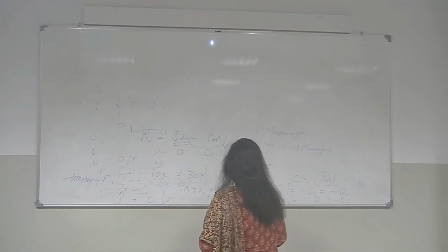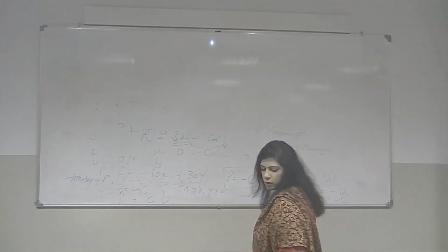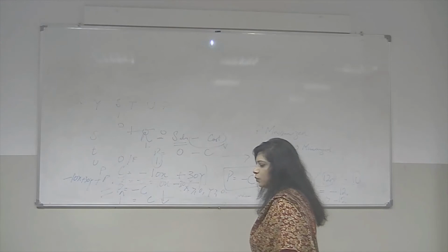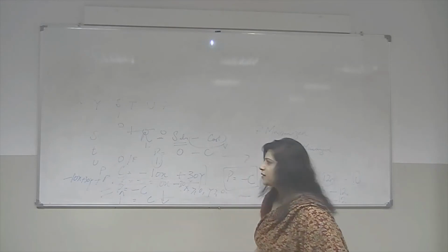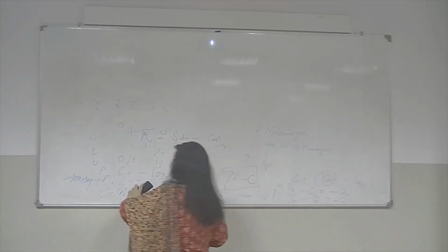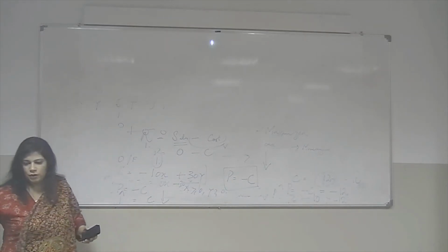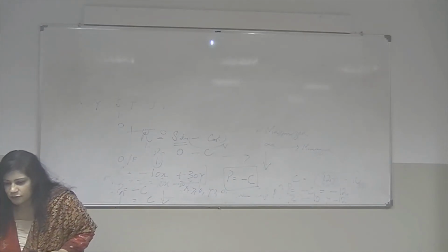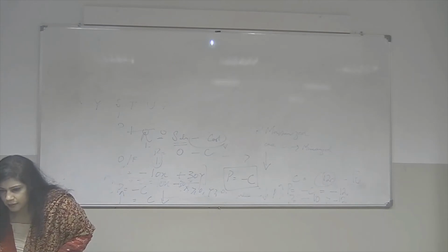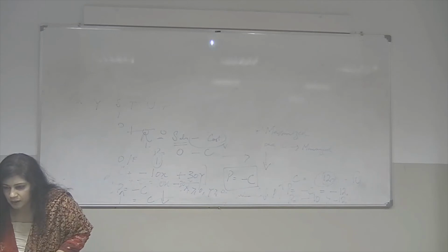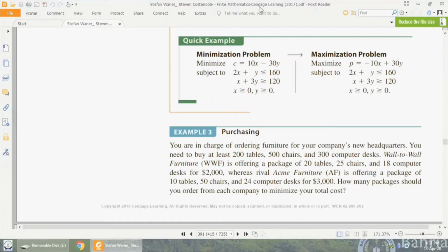So now let's just move on to the book, because this example is a long one. I would just like to save time on this and work through the example which is solved for you. I've already told you that this is a very good book, and this is by Stefan Waner and Stephen Costenoble, and the book's name is Finite Mathematics by Cengage Learning.